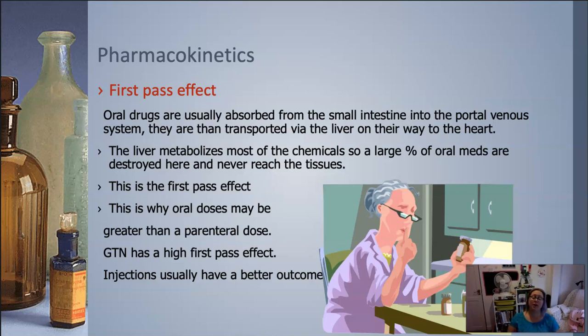So when these medications, or the products of the broken down medications, hit the liver, the liver starts to metabolize most of the chemicals within them. So actually a large percentage of oral medications are destroyed. Before it has any therapeutic effect within the body, our liver has already taken a large percentage of the medication that we're taking. This is what the first pass effect is, and this is sometimes why oral doses might be greater than doses that are given in different ways.